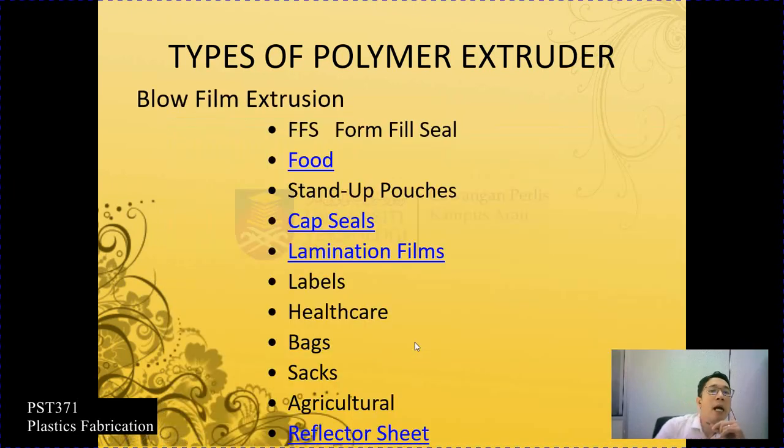Okay. Blown film extrusion involves FFS or form fill seal, and then we have for food packaging, stand up pouches, capsule, lamination films, which is lamination film kalau perasan very thin. So that it is produced by the blown film extrusion. And then we have producing of labels, healthcare also, what we call the packaging of healthcare, bags, sacks, agriculturals, and reflector sheets. Okay.